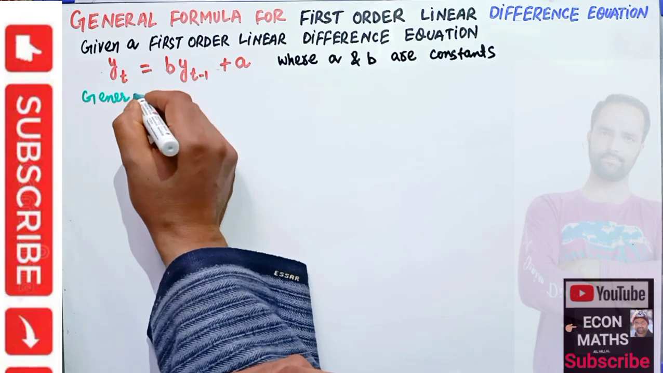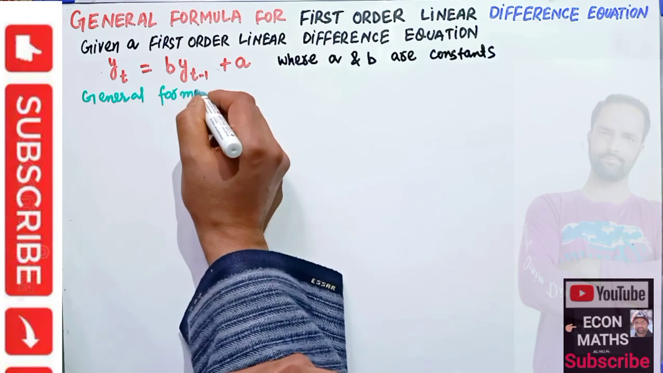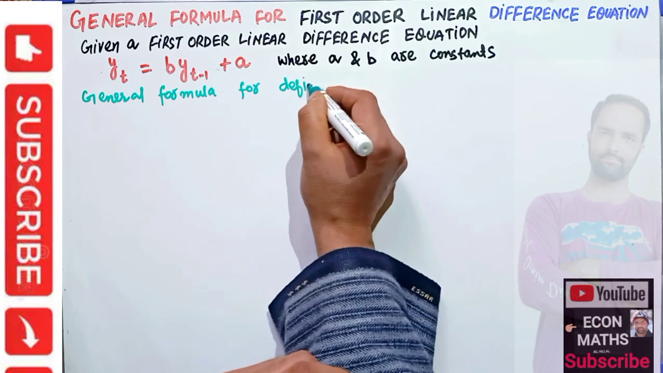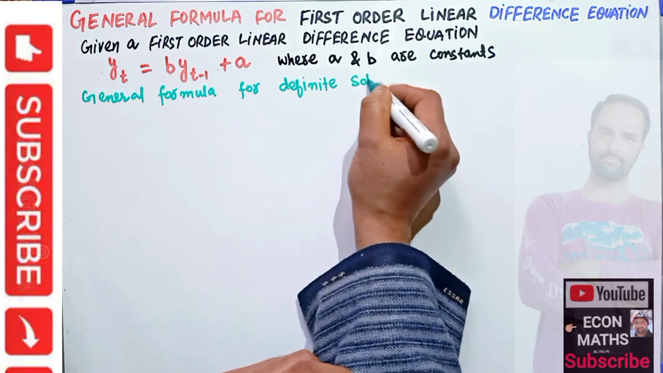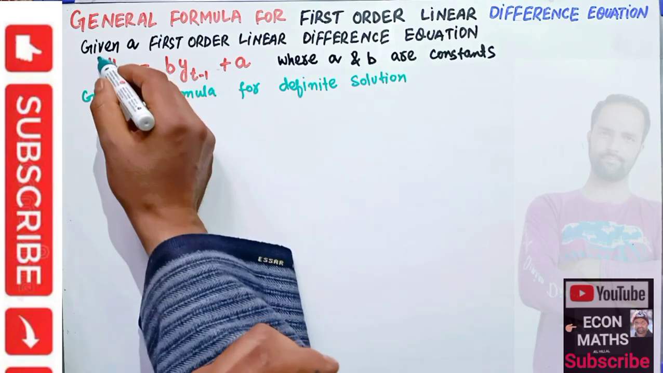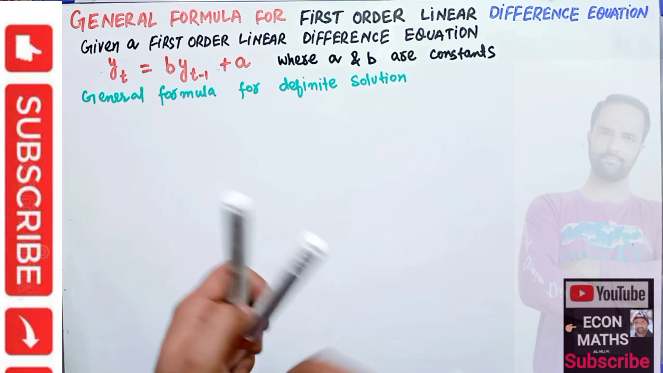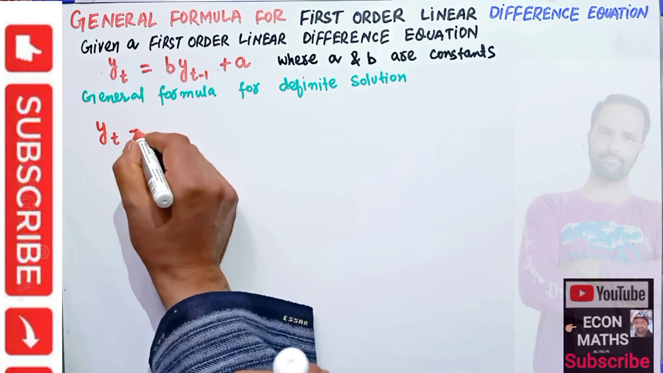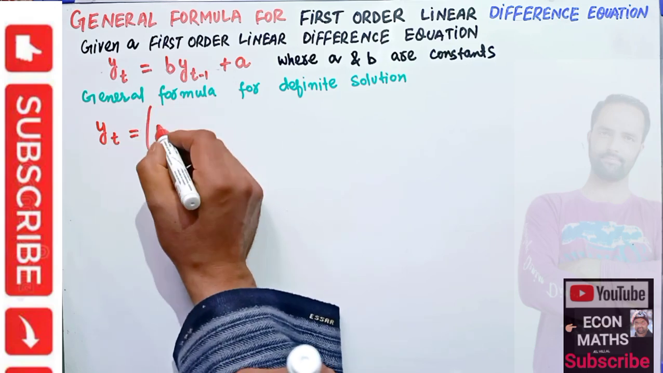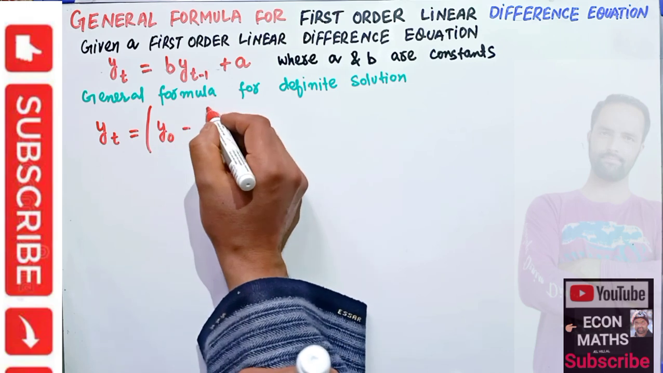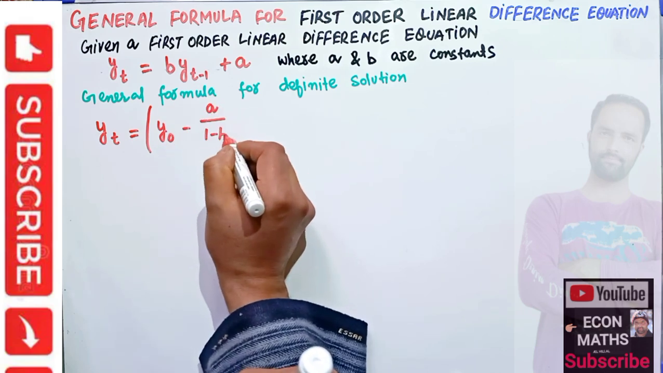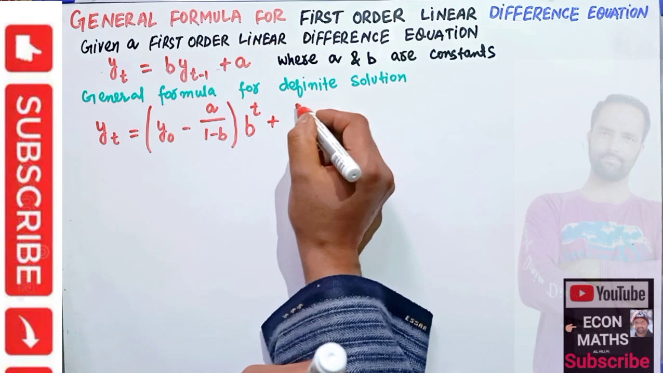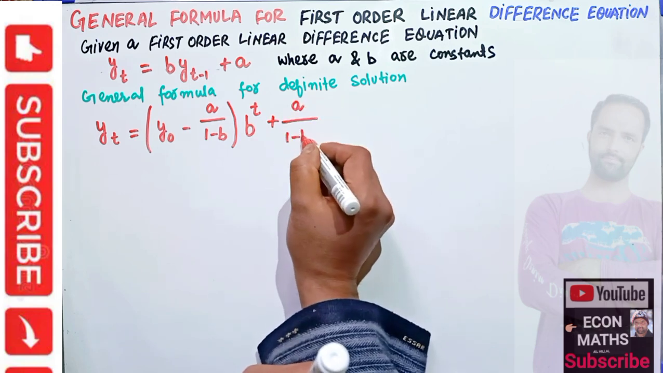Then the general formula for the definite solution is given like this. That is, given this first order linear difference equation, its solution is given by y_t is equal to (y_0 minus a upon 1 minus b) times b raised to the power t, plus a upon 1 minus b.